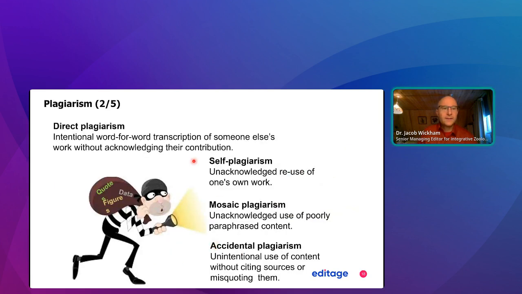So there are different forms of plagiarism. There's direct word for word transcription, so that's direct plagiarism. There's self plagiarism, which is unacknowledged reuse of your own work, so it's better to self cite. There's mosaic plagiarism, the unacknowledged use of poorly paraphrased content. So make sure when you're paraphrasing, you do a good job and extensively rewrite and paraphrase the work. And then there's accidental plagiarism, which is just unintentional use of content without citing sources or misquoting them.